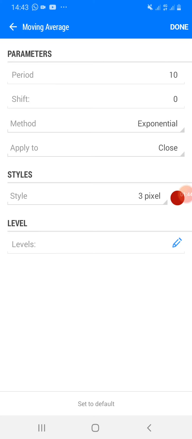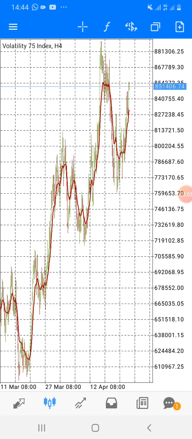The first moving average that we're going to install is an exponential moving average with a period of 10, a shift of 0, and apply to close. The color is going to be red, and I would prefer that you follow the colors that I'm putting for the sake of this video. All right, then I'm going to click done, and you can see now I have a red exponential moving average running through my chart.